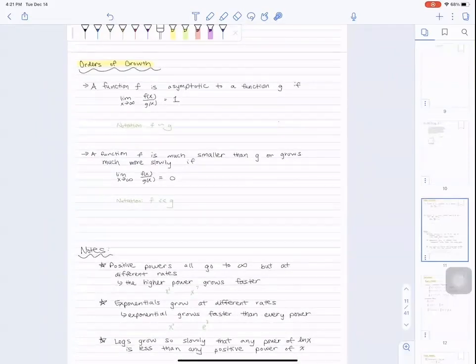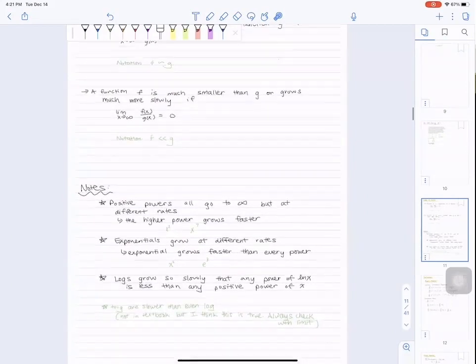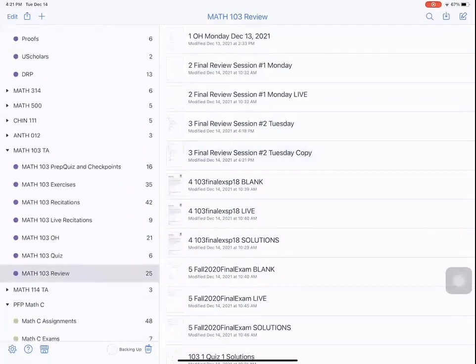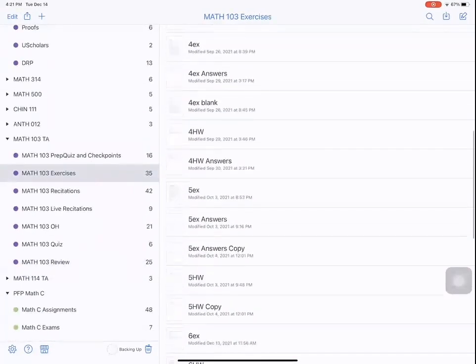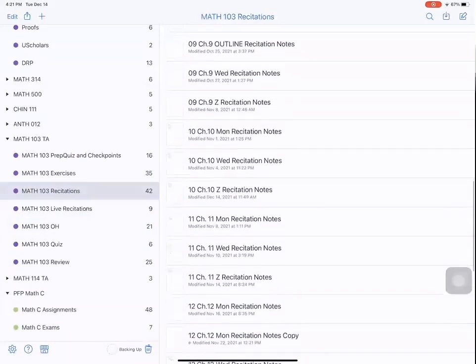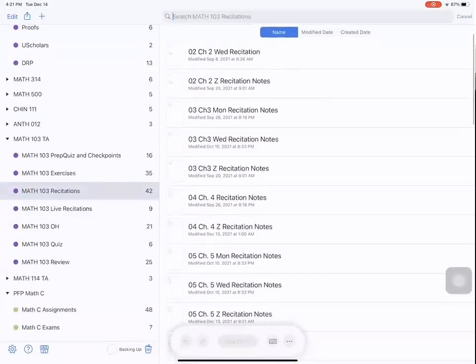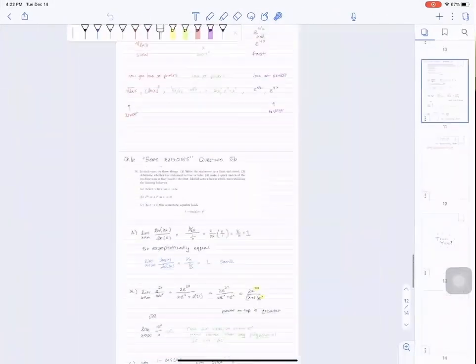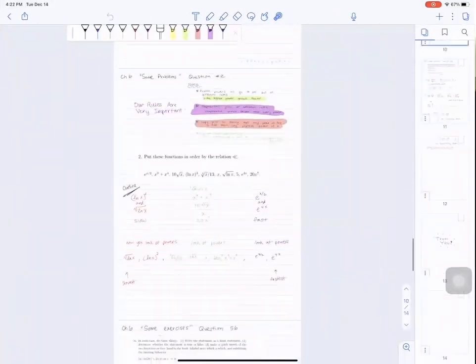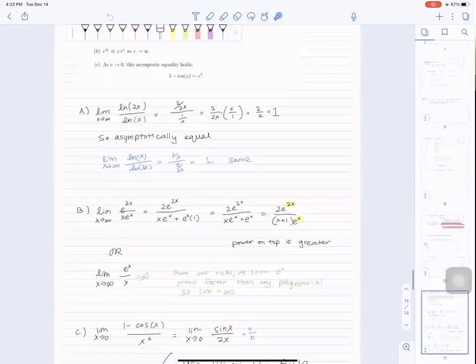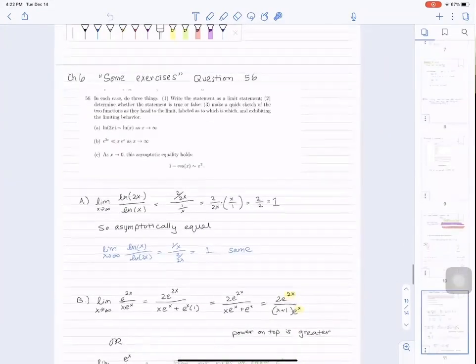Can we do a practice problem or something? Yeah, so let's see. There was, okay, where was, okay, let's just compare.